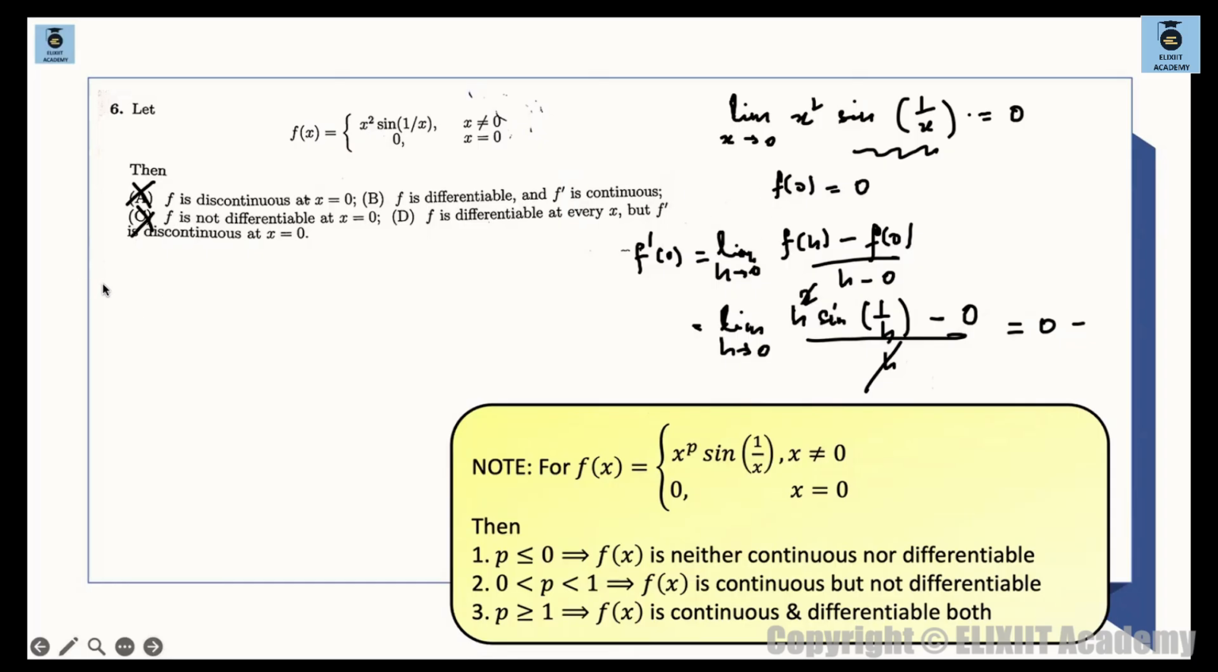So f dash के लिए क्या करोगे? Whether f dash is continuous or not. So we'll find what is f dash of x. Branch wise differentiate करके you will find what is f dash of x. चलो differentiation पहले कर लेते हैं.